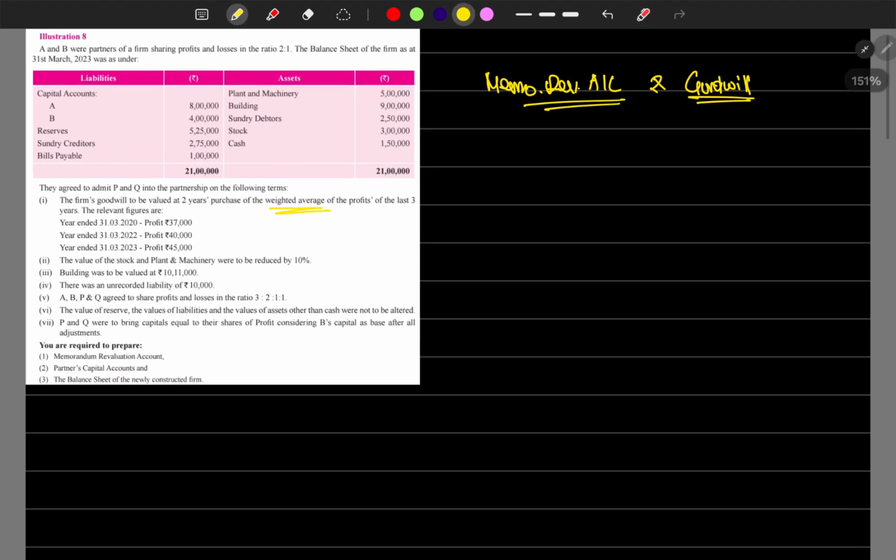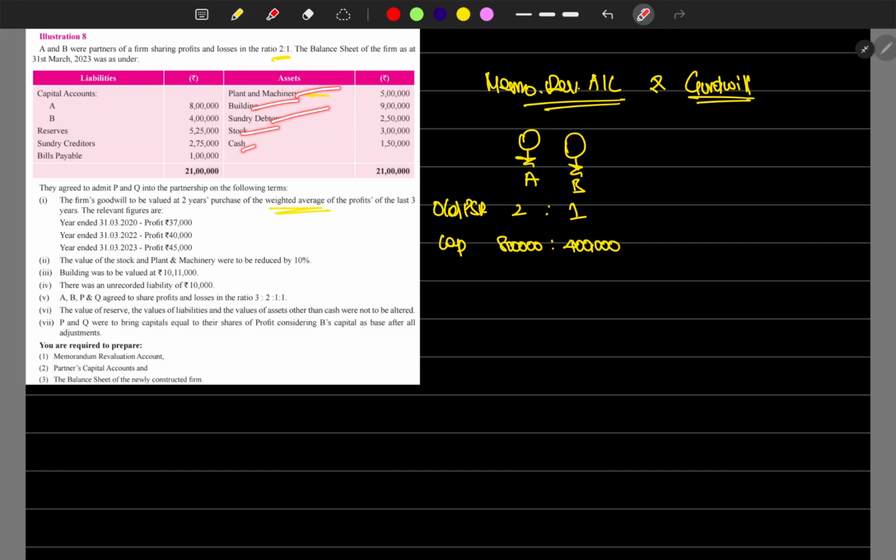Okay, that is A and B. Old PSR is 2:1. Balance sheet given. Capital accounts, capital is 8 lakh, 4 lakh. Then reserves given. Reserves have to be distributed to old partners. Then sundry creditors given, bills payable given, then plant and machinery, buildings, sundry debtors, stock, cash, everything has been given, right?